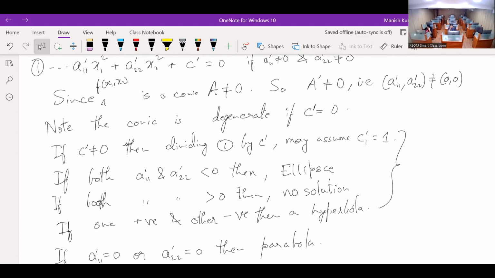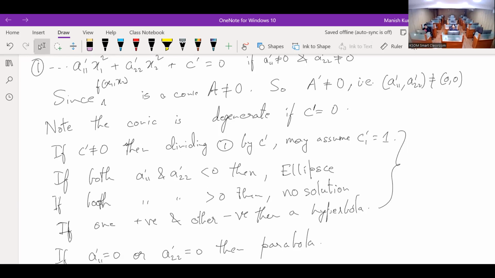So if you know that the conic is non-degenerate, then by just looking at whether the matrix is positive definite or not, you can tell. If the matrix is positive definite, then it is an ellipse, and if it is non-degenerate but not positive definite, then it must be a hyperbola. Is that okay? Sir, I'm confused why when both the coefficients are negative, then it's an ellipse.